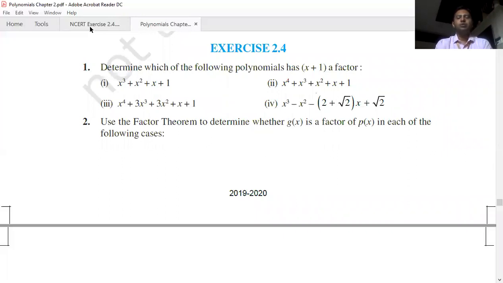Let's check. We'll substitute the value as minus 1. Minus 1 raised to power 4 is 1. Minus 1 cube is minus 1. That is minus 3. Then plus 3 minus 3 plus 3 will get cancelled. Minus 1 plus 1 will get cancelled. We're left with minus 1. This is not a factor of this polynomial.